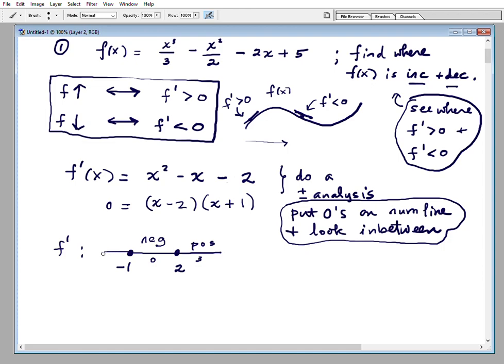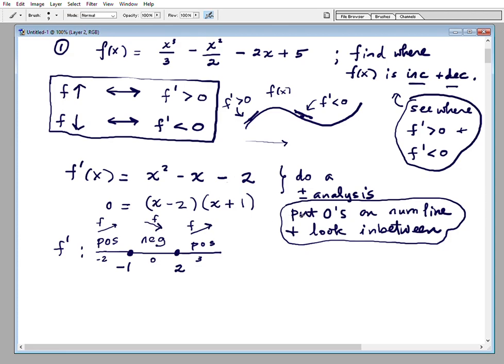All right, now let's pick something to the left of minus 1. Let's say we plug in minus 2, and here we'll get a negative, and here we'll get another negative. Negative times negative is positive. All right, so this is f prime. So this tells us that f is increasing here, f is increasing here, f is decreasing here, and increasing here.